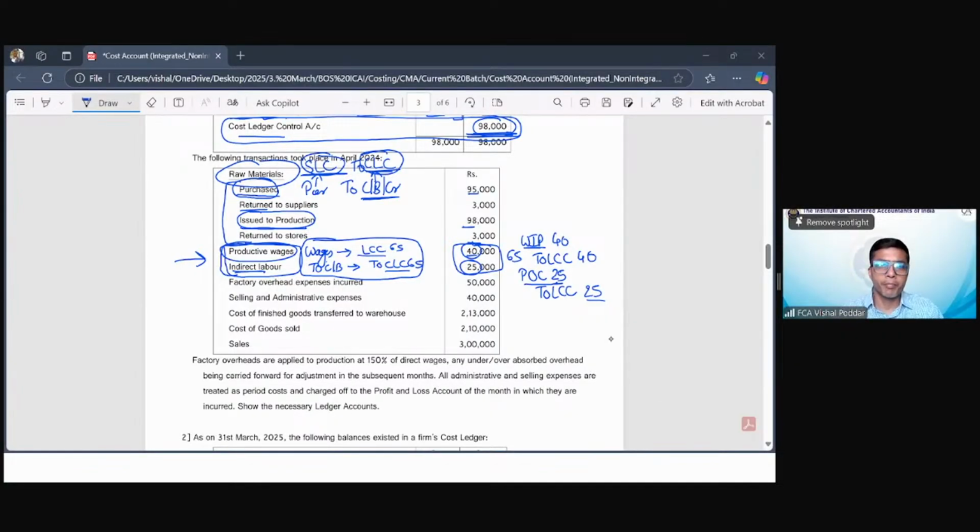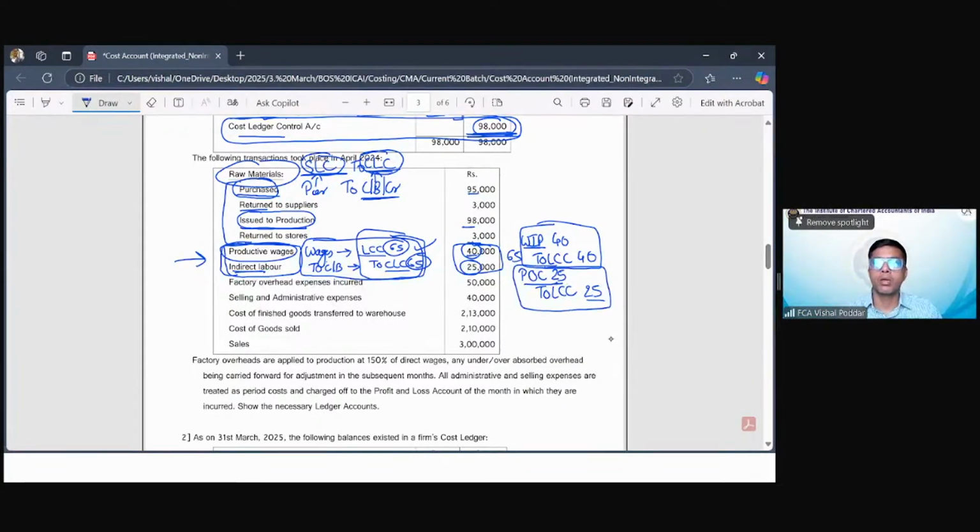So students, remember, you have to pass 2 entries for the same transaction. First is for making payment, where you combine both the figures, and then for transferring it to your respective accounts where this labor or wages is going to be utilized. So now I have to pass these two entries. So I have to do the posting. So factory, that is WIP, will be debited with 40.